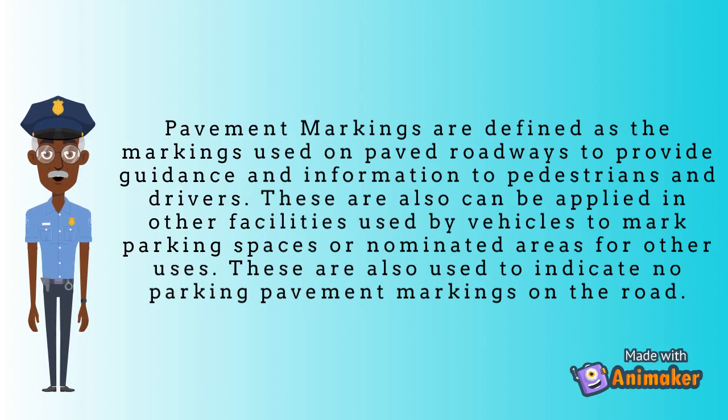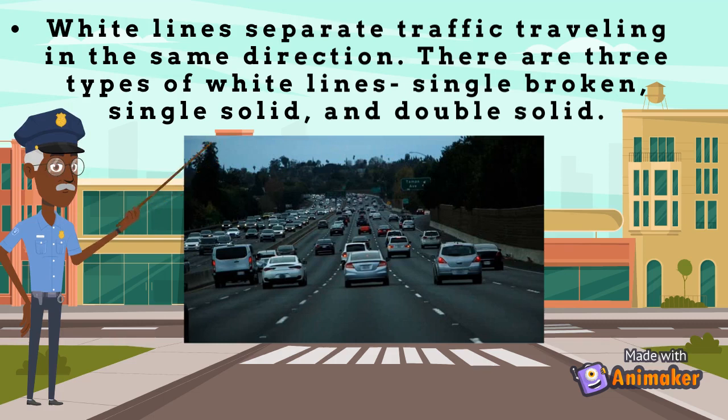What is pavement marking? Pavement markings are defined as the markings used on paved roadways to provide guidance and information to pedestrians and drivers. These also can be applied in other facilities used by vehicles to mark parking spaces or nominated areas for other uses. These are also used to indicate no parking. Pavement markings on the road.